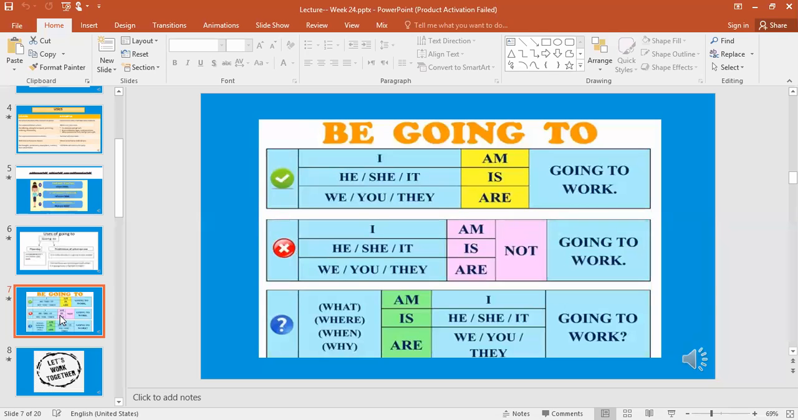Now, in the question form, you always start your question with the helping verb. What are the helping verbs? I mean for the verb to be. What are the verbs to be here? Am, is, and are. Very good. So the verb to be here is am, is, and are. So you always start your question with am, is, and are.